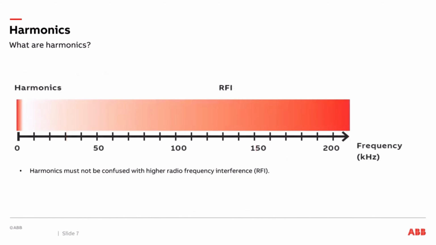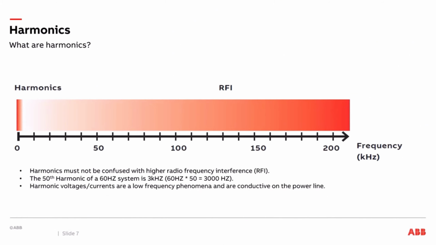Harmonics should not be confused with high-frequency radio interference. The 50th harmonic in a 60 Hz system is only 3 kHz. 60 Hz times 50 equals 3000 Hz. Harmonic voltages and currents are low-frequency phenomena and are conducted onto the power line.